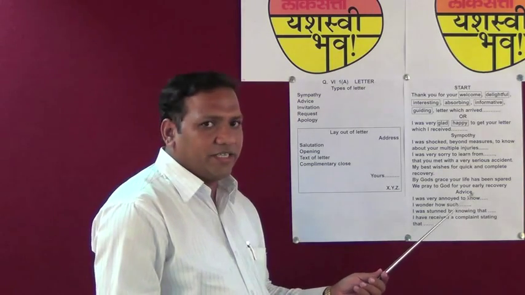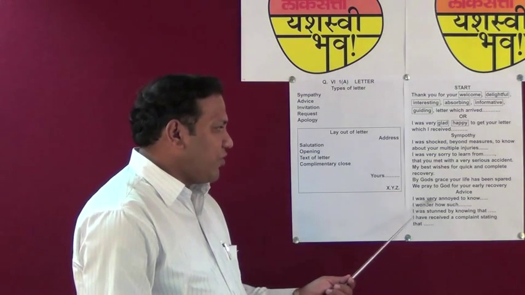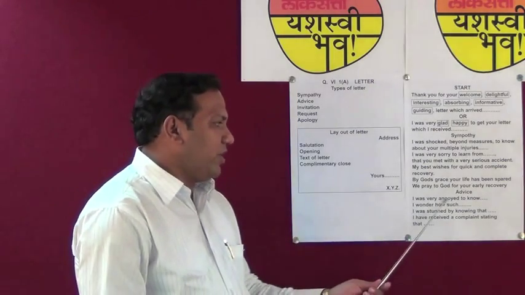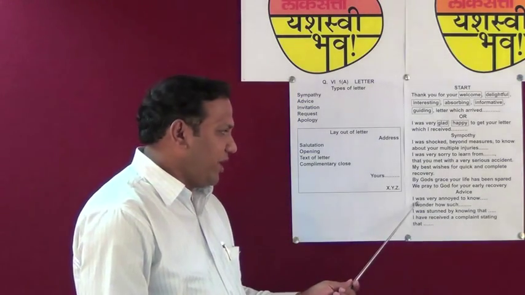An advice letter you can start like this: I was very annoyed to know. Basically, it depends on whom you give advice to. For example, if you have a friend who is watching TV the whole day and whole night, if he is a couch potato. Couch potato means an idiot who is watching TV throughout the day. So like this, if you give advice, then you may begin with this.